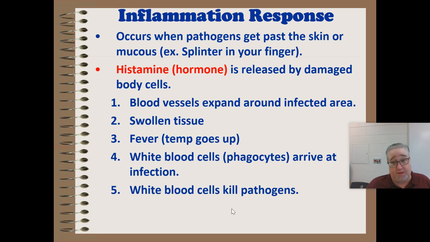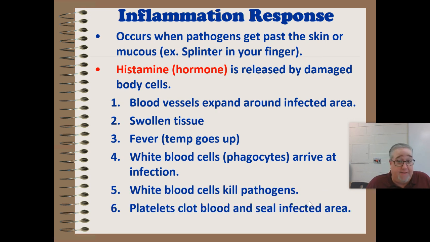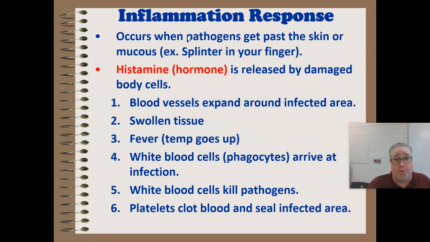Those white blood cells will kill the pathogens. But then eventually, that area will clot itself. The platelets will clot the blood, and it'll seal off the infected area. Okay, so this is an important process to understand because this will take place no matter what type of infection you have. If it gets past that skin, gets past that first line of defense, this inflammation response will kick in and it will try to stop the infection or the spread of the infection.